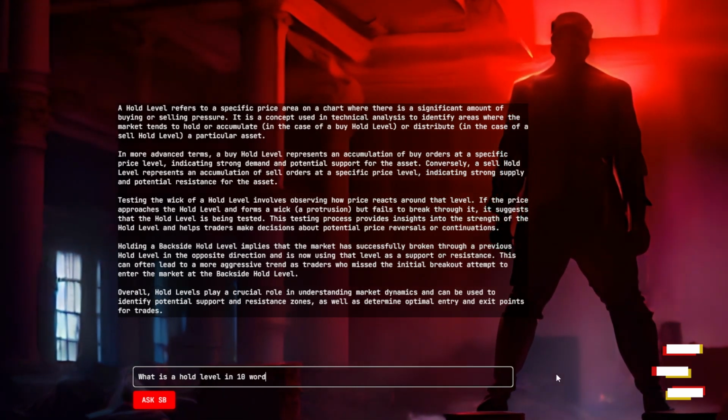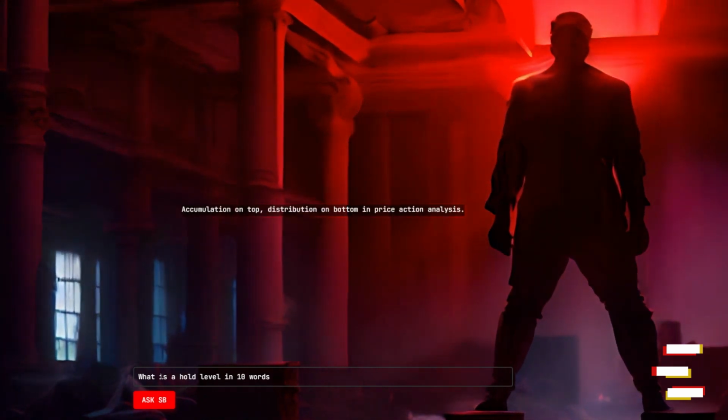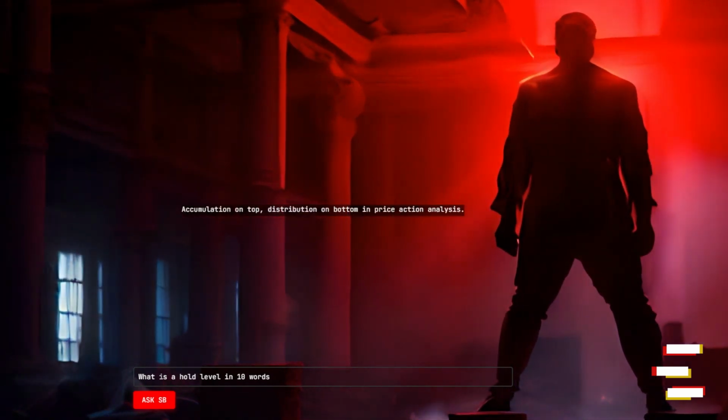But let's try in 10 words. See what it says. What is a hold level in 10 words? Keep accumulation on top, distribution on bottom, and price action analysis. Okay.